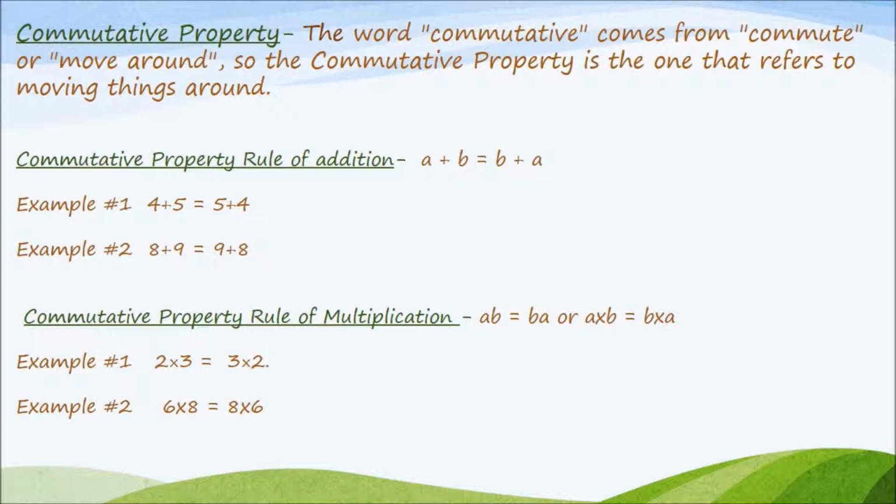Let's talk about the commutative property rule of multiplication. It states that a times b is equal to b times a. Example 1. If you multiply 2 times 3, it will be equal to 3 times 2. Example 2. If you multiply 6 times 8, it will be equal to 8 times 6.